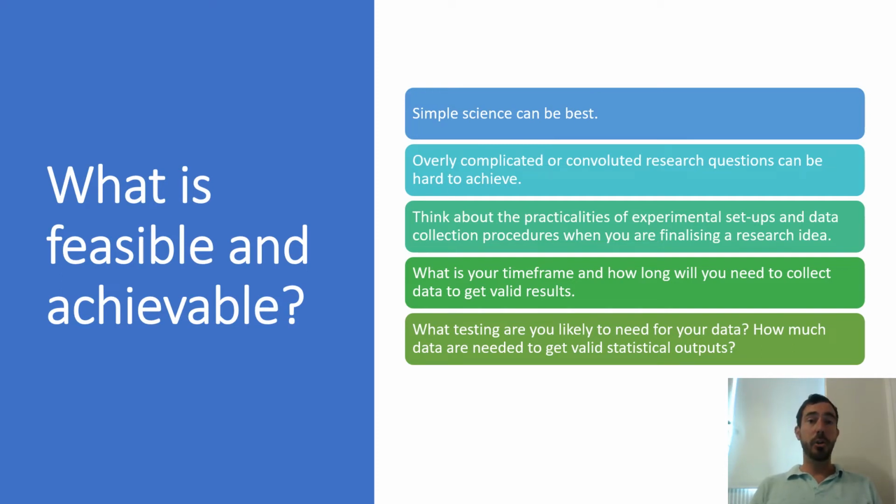Independence is built into you when you're an MSc research student. You need to own your project and think about what you can and cannot do. That's part of the step up between undergrad and postgrad. Think about the practicalities of experimental setups. Think about the practicalities of data collection procedures. Again, simple can be best. What do you actually need to do to answer any research question? Avoid being complicated, avoid being overly convoluted. Try not to do so much manipulation that you lose sight of the original question.